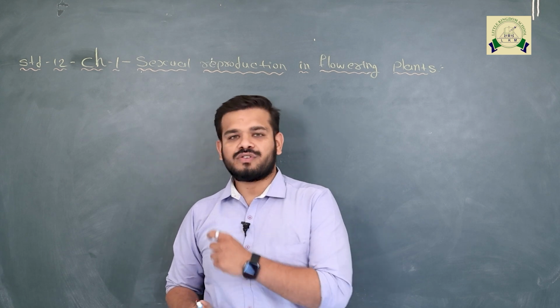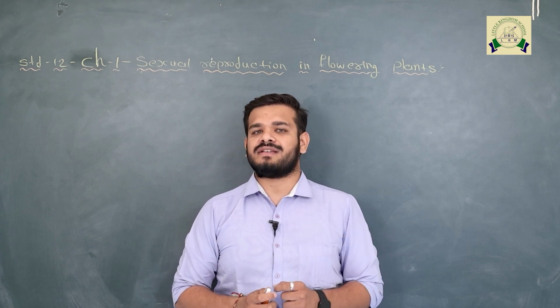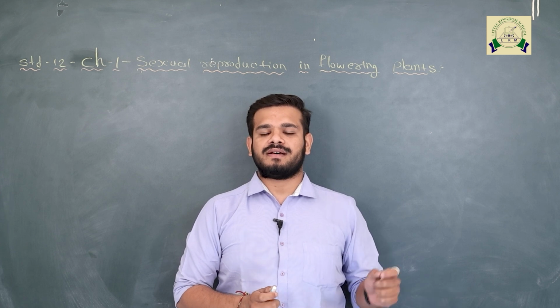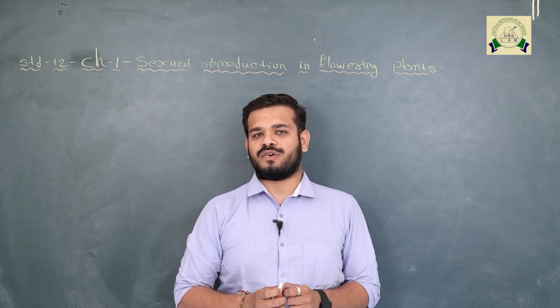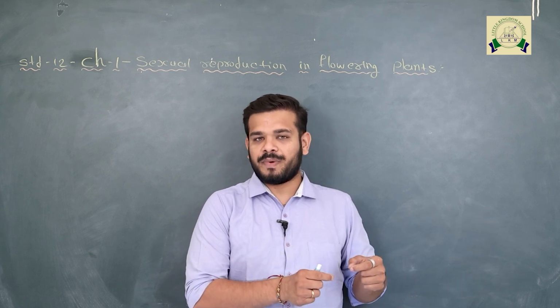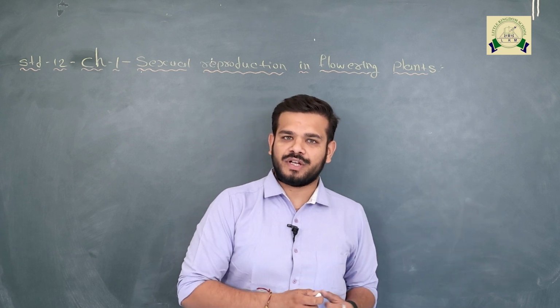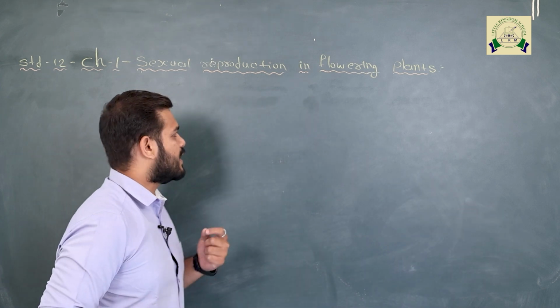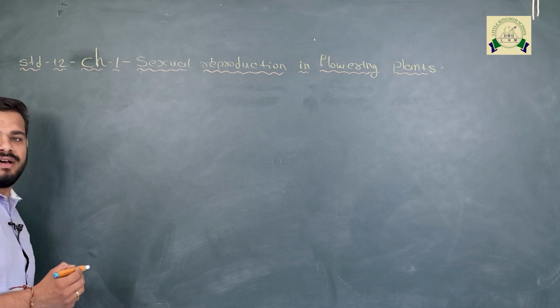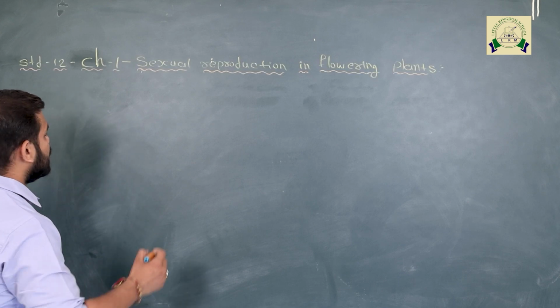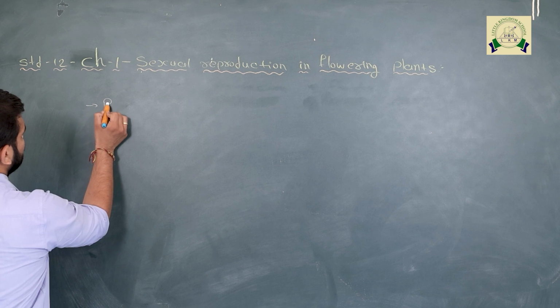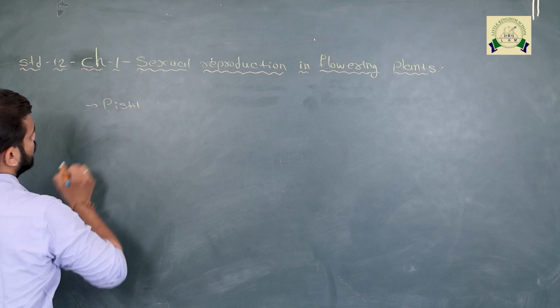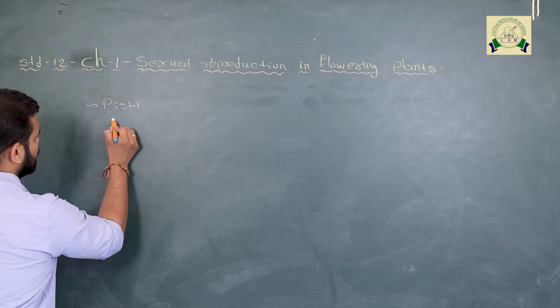First of all, we are starting with the revision of the female reproductive part, because we discussed this topic in the previous video. So let's quickly revise. The female reproductive part in a flower is called the pistil. It looks like this.